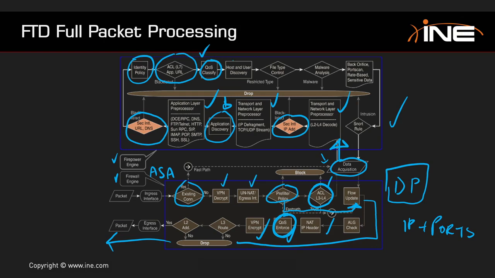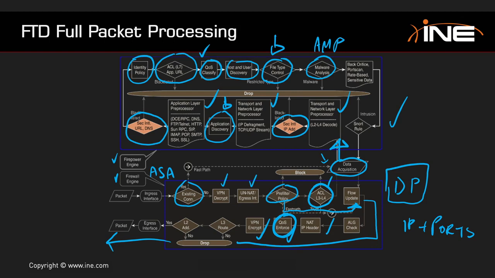Okay, we can do host and user discovery. This is part of network discovery policy. This is used to build the host profiles and collect the user information. File control and malware analysis. So this stuff is known as advanced malware protection, versus this portion is responsible for blocking files based on their type, like for example PDFs versus docs.